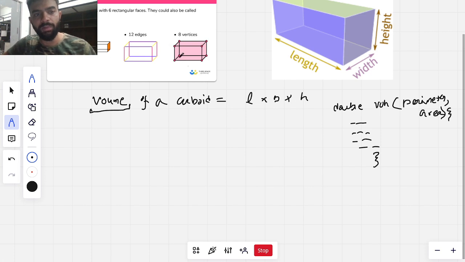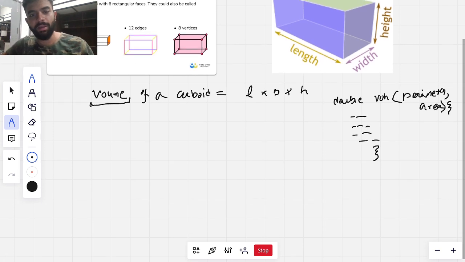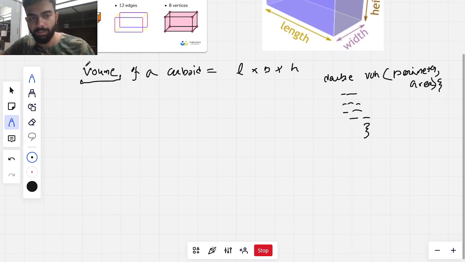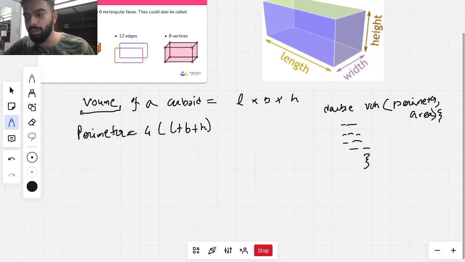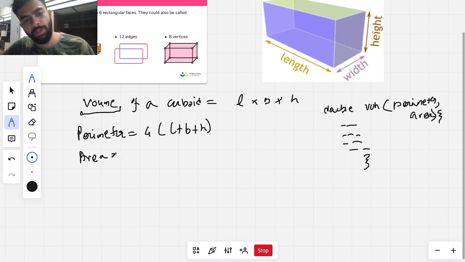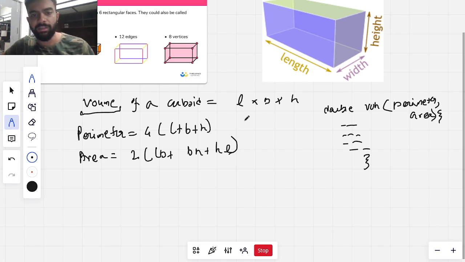They've labeled this as an easy problem. The problem is easy if you know how to derive this formula. For that we also have to know the perimeter and the area formulas. So over here I'm going to write perimeter equals 4 into (L plus B plus H). And in a similar way the formula for the area is equal to 2 into (LB plus BH plus HL). These are the two important formulas that you need to know in order to solve this particular problem.